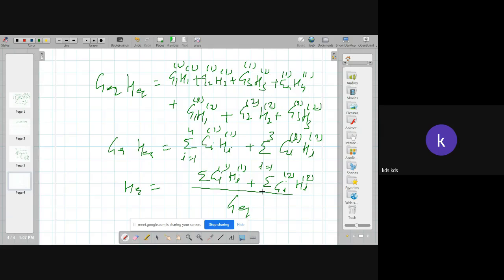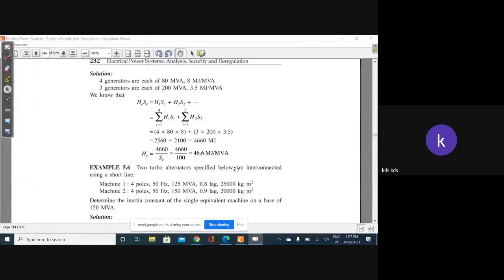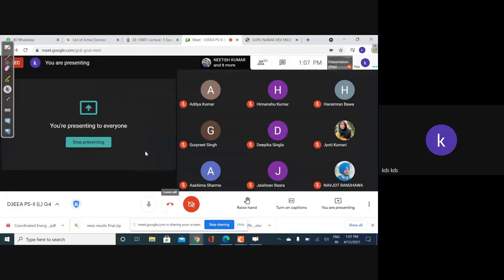Two, I is equal to 1 to 3, I is equal to 1 to 4. So this gives me 46.6 megajoule per MVA. And I think these two numericals which I have discussed are clear to you.